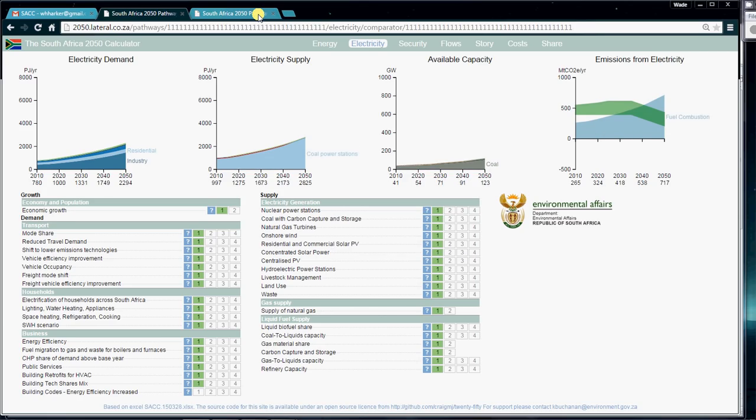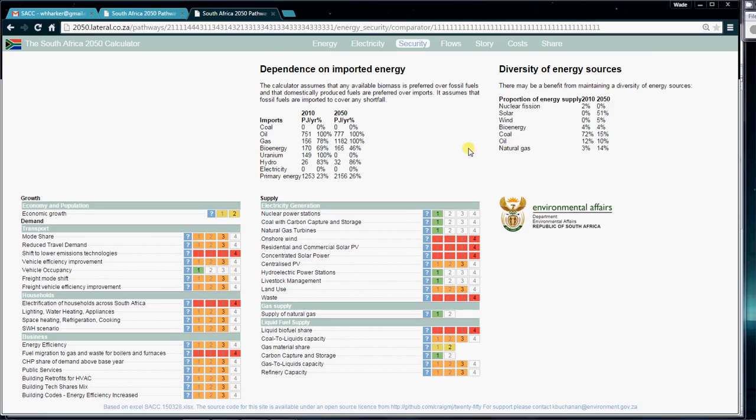The Security tab shows the proportion of primary energy that would be imported and the national energy supply mix in 2050. You can see the extent of gas imports changing if we select the domestic gas supply lever, and you can see the supply mix change, for example, if there is no new coal-to-liquids fuel production by 2050.